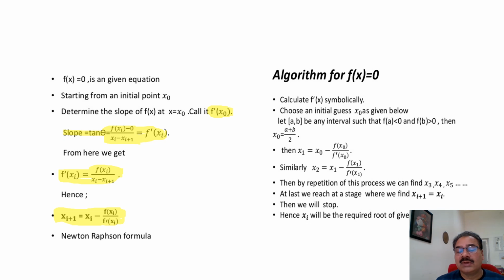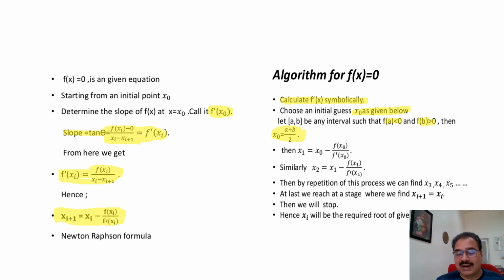What is the algorithm? The algorithm is very clear. Algorithm for f(x) equal to 0: first, we have to calculate f dash x symbolically. Then choose an initial guess x naught as given below. Let the closed interval [a, b] be any interval such that f of a is less than 0 and f of b is greater than 0. Then x naught is a plus b by 2. This is the initial guess, but on the basis of your practice, you will choose which value is nearer.